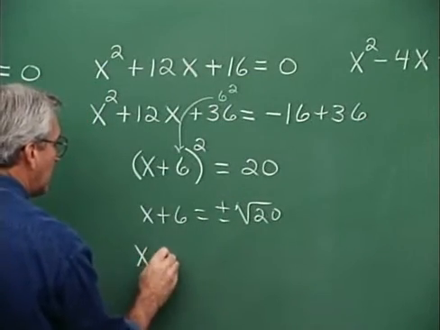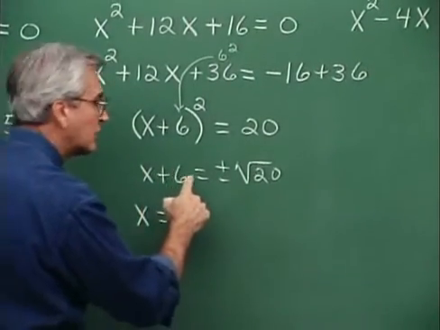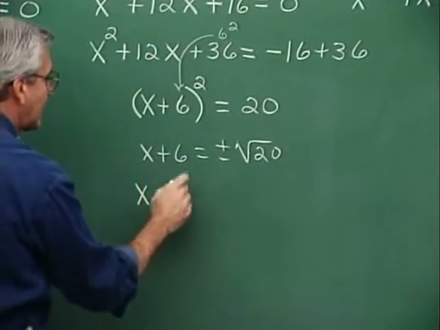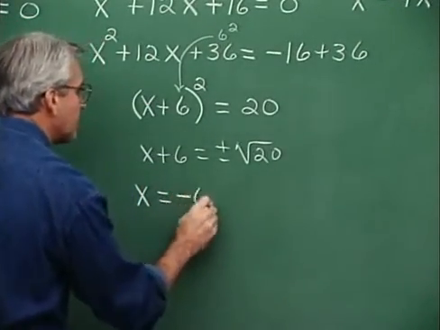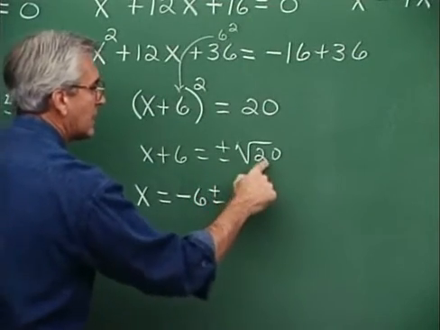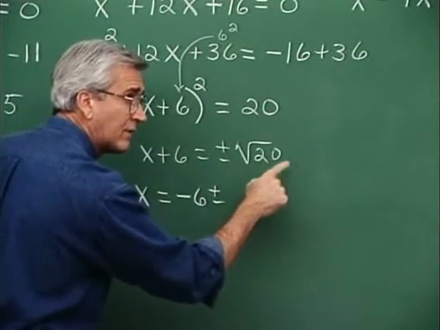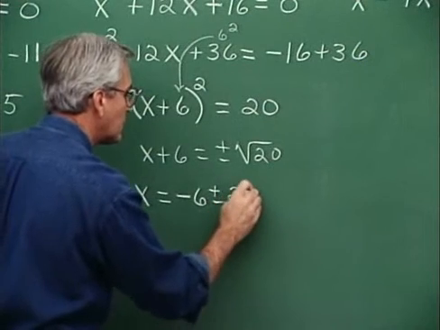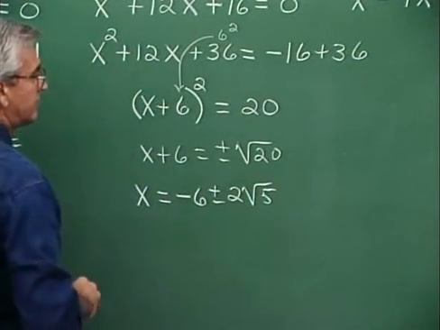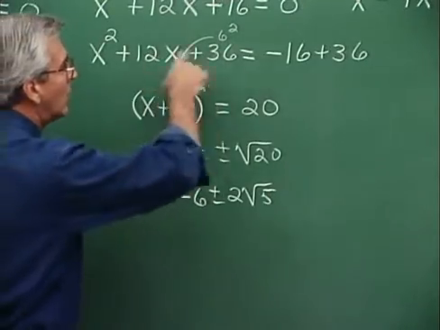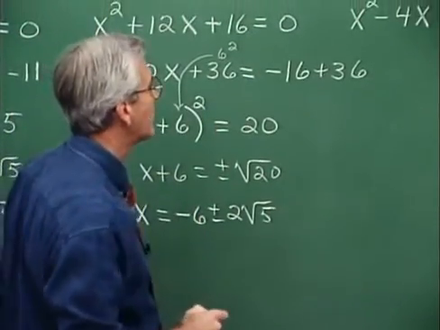And then we go through the gyrations of cleaning this up a little bit. Subtract 6 on both sides. We have minus 6 plus or minus, and this has a 4 in it. It's 4 times 5, and the square root of 4 gives 2, so it's 2 the square root of 5. And these then are our two solutions. All the action, though, with completing the square is up here at the front end.